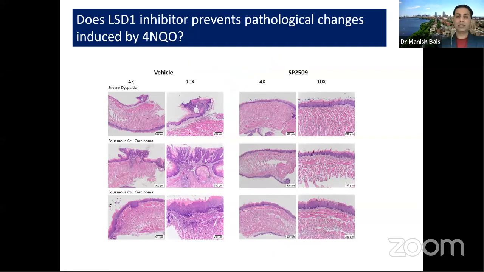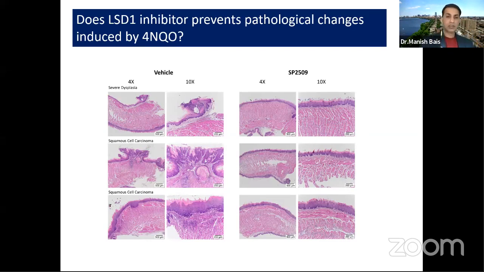So again, the next approach we took was an inhibitor which can inhibit LSD1. The first approach was the genetic approach, deleting the gene in the mouse. The second approach is taking the inhibitor: inducing the tumor, on the left-hand side with the vehicle, whereas on the right-hand side we add the inhibitor SP2509 directly on top of the mouse tongue. This is a local application.